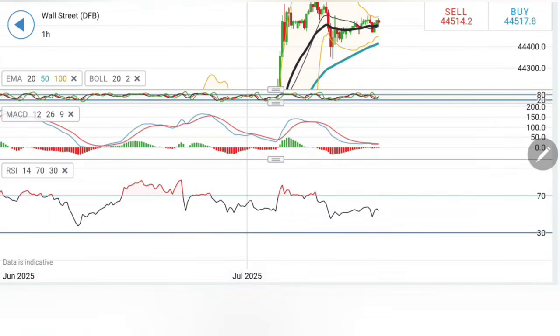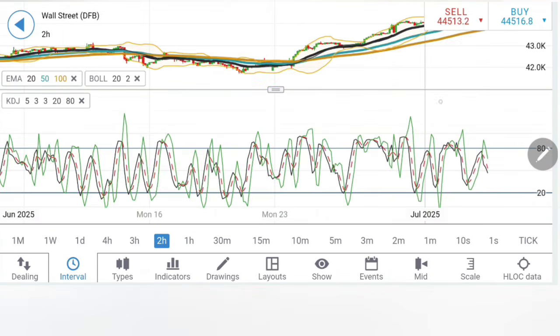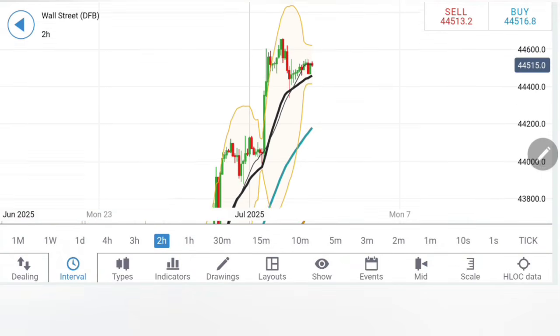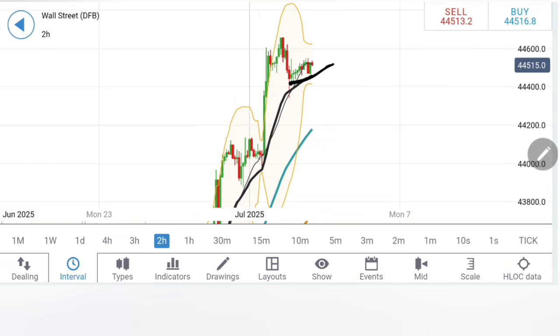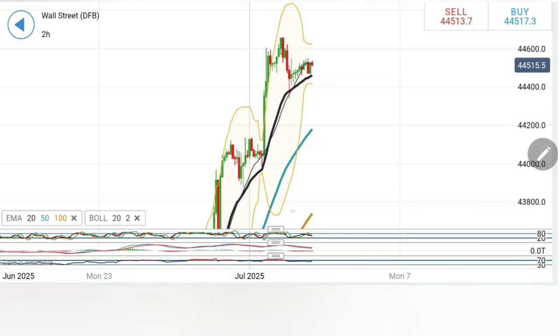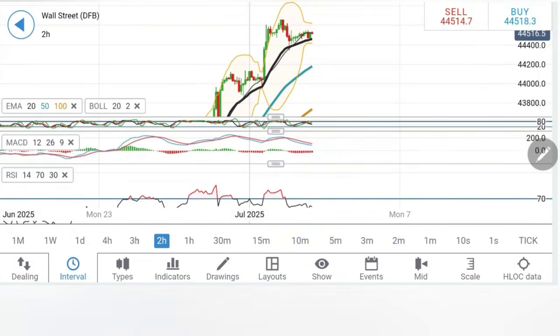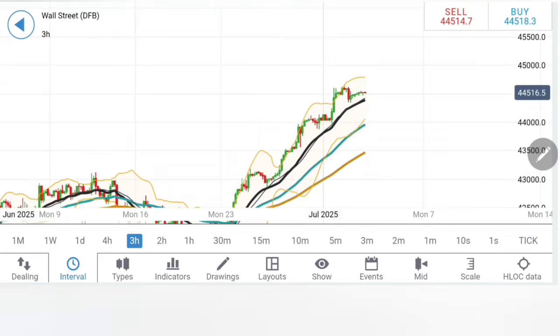Stochastic rising here. The MACD is bearish. The RSI is flat. On the 2-hour chart, similar observation here. Notice rise, retracement, and retracement. It could bounce back. See, it is taking a very good support from the 20 period. Let it stay below 44,450 and 44,400 zone in order to confirm further downside. The indicators are suggestive of a sell here.